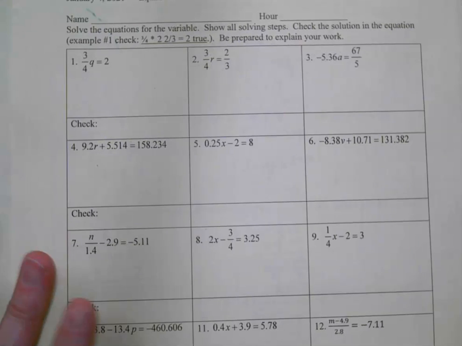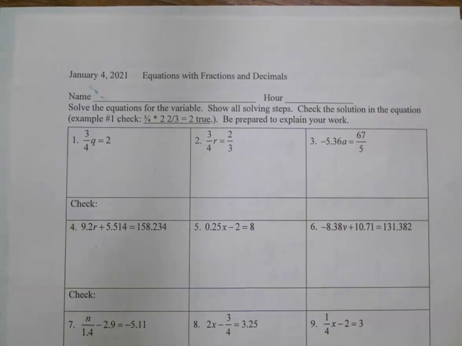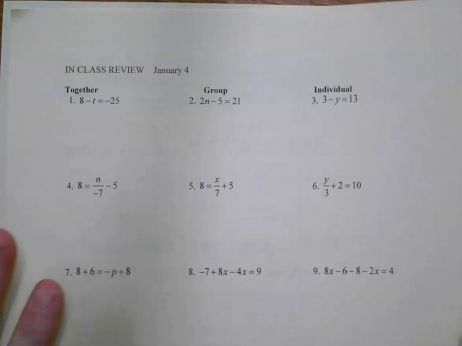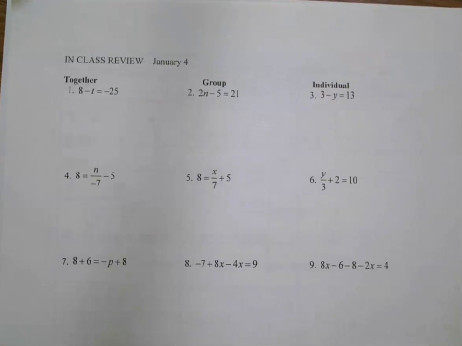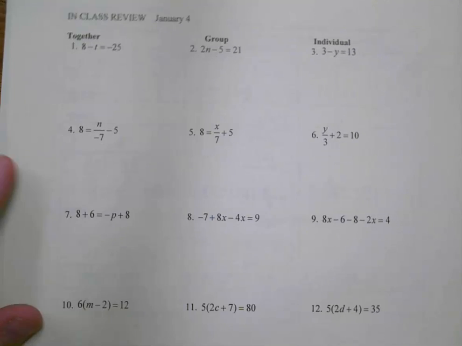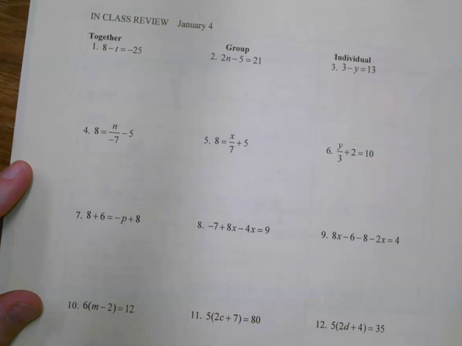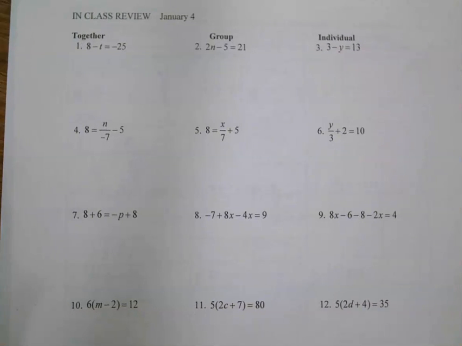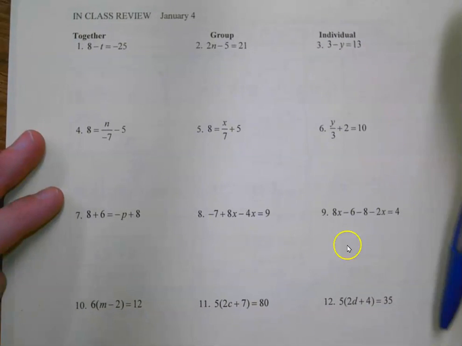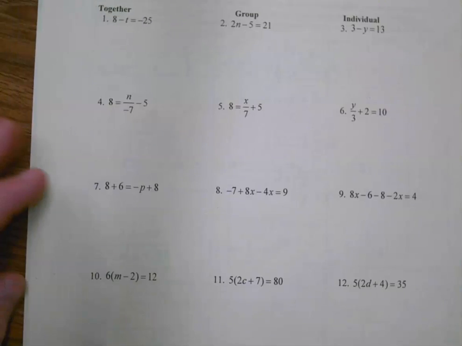So yesterday we did the January 4th, 2021 side. If you flip it over today, I know it says January 4th on it, but we're going to do this side. I should have put them on two separate pages and I didn't. So together, group, individual. I'm going to do the together ones for you. I want to make sure you know how to do them and feel comfortable with them. And then we'll leave the group and individual for you today.